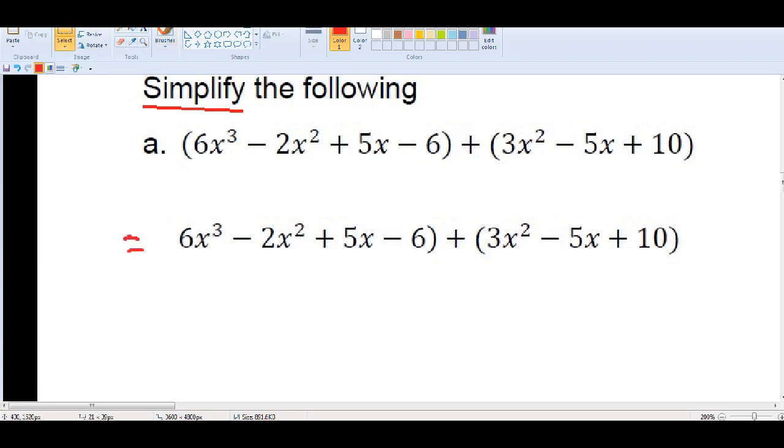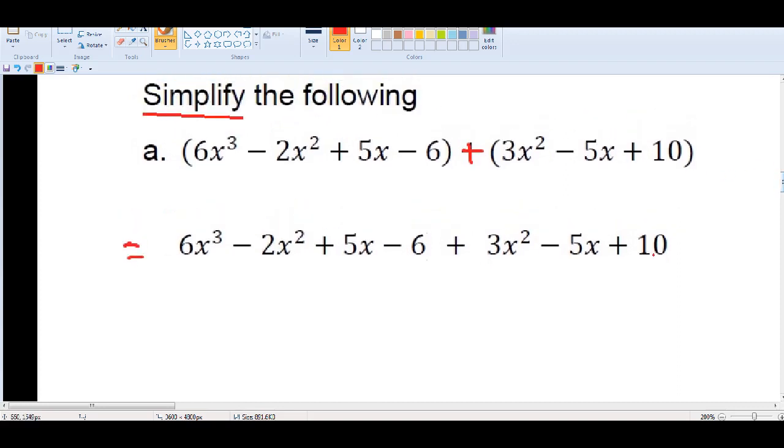Can you see that? I'm going to remove this bracket, and this bracket, because that's plus. This plus is very important. It means that when you remove the bracket, you don't need to worry about the sign for the terms inside the bracket. You keep everything. That would be the simplest case.